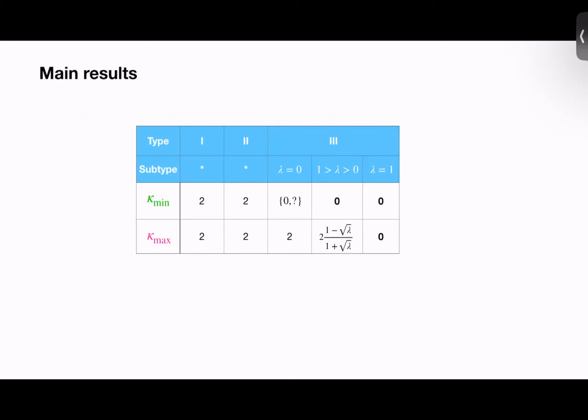We have this little table, which has the types of von Neumann algebras up here. Then we have the subtypes, and now we have kappa min and kappa max. So let us go through this table. In types 1 and 2, we have kappa min equal to 2 and kappa max equal to 2. Both are the maximum values that kappa can possibly take. So there are no embezzling states for these algebras.